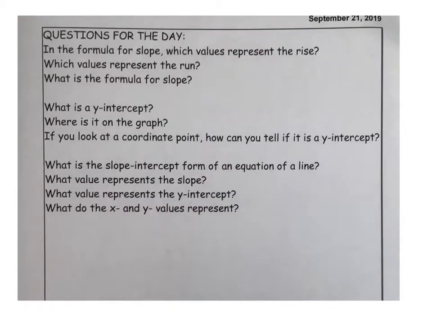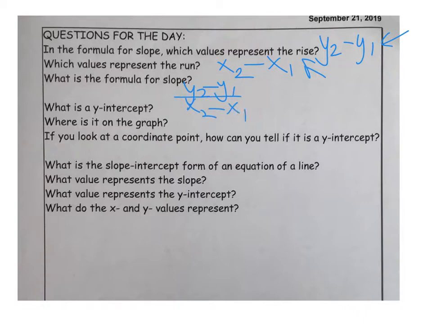So here's some things to keep in mind. In the formula for slope, which values represent the rise? That's going to be the y2 minus y1. What represents the run? That's going to be x2 minus x1. So the first one is the change up and down, and this one is the change left and right. What's the formula for slope? y2 minus y1 over x2 minus x1.